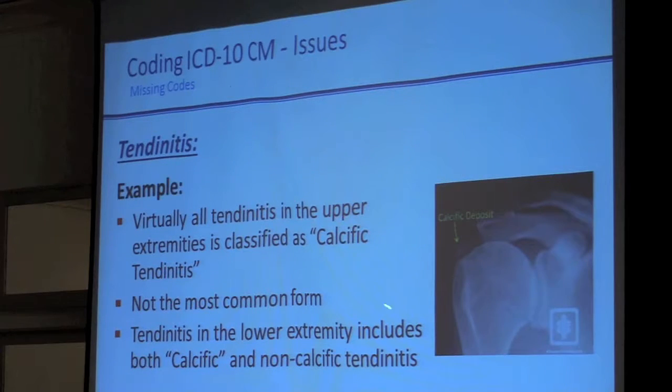Tendinitis in the lower extremity includes both calcific and non-calcific for most, but for some reason in the upper extremity that didn't happen.